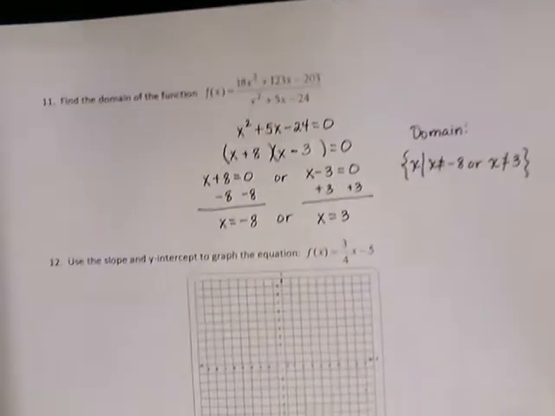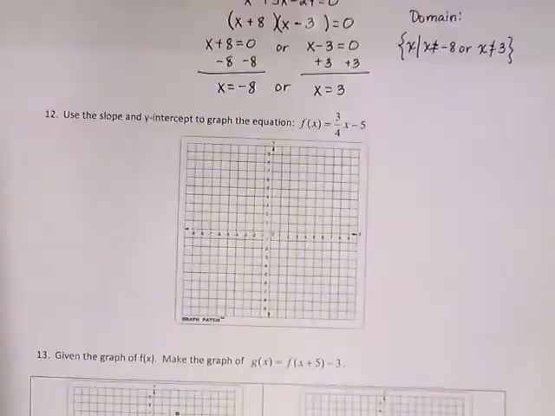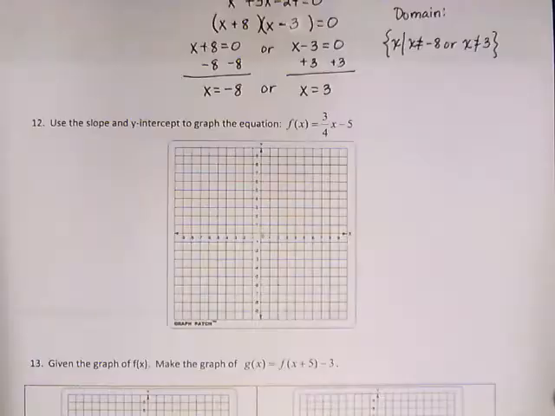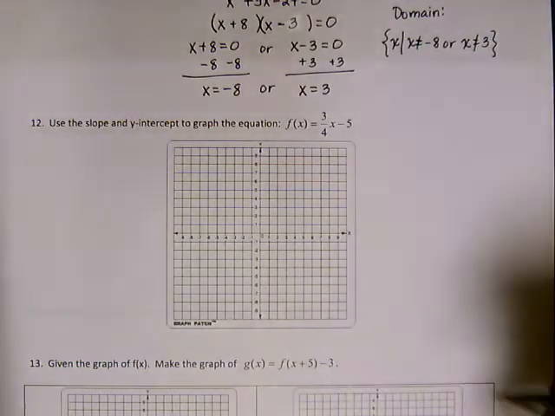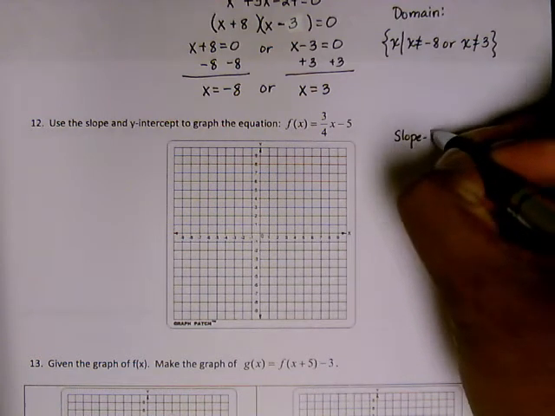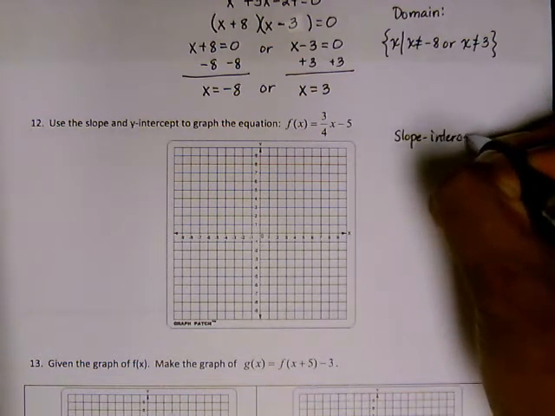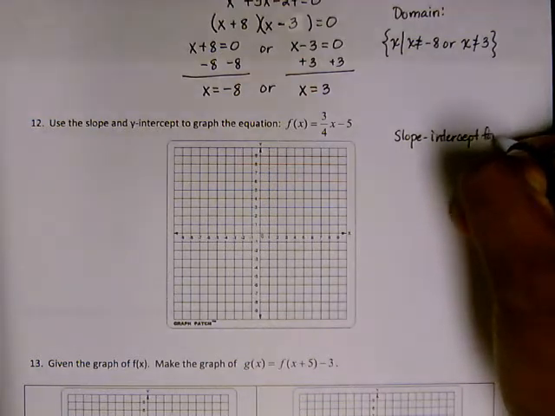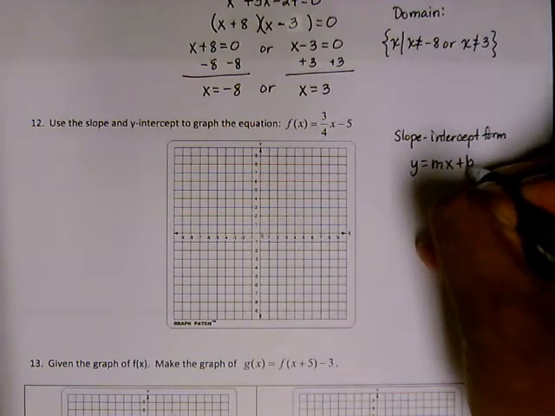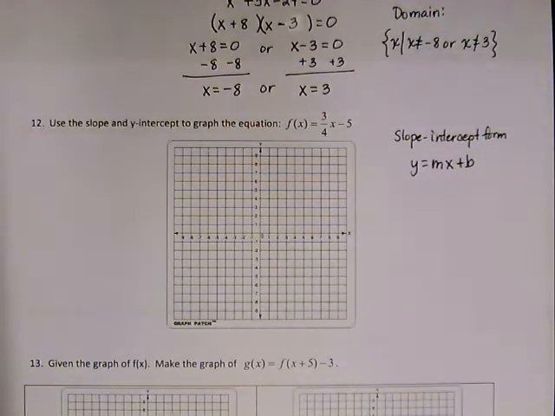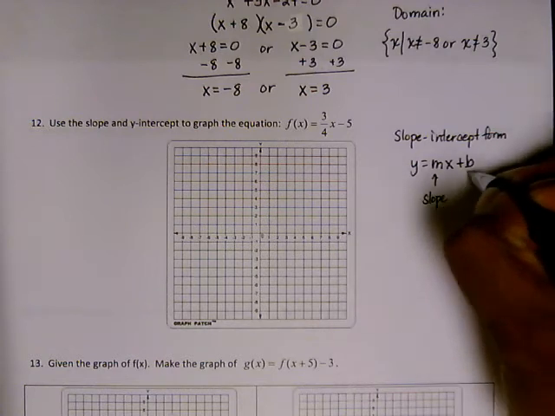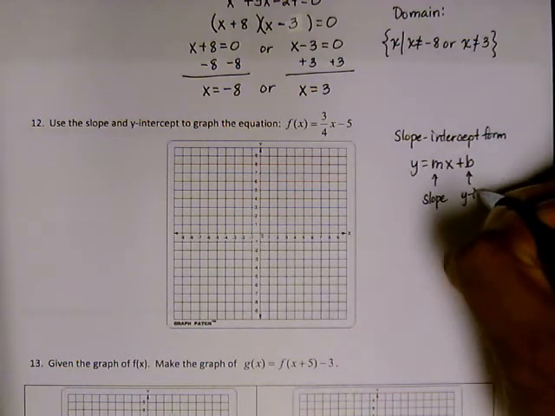Problem number 12. Here we're going to use the slope and the y-intercept to graph the equation f of x equals 3/4 x minus 5. So here you have to know slope-intercept form, and that equation is in slope-intercept form, which is, of course, y is equal to mx plus b. M is always the slope. The b is the y-intercept.